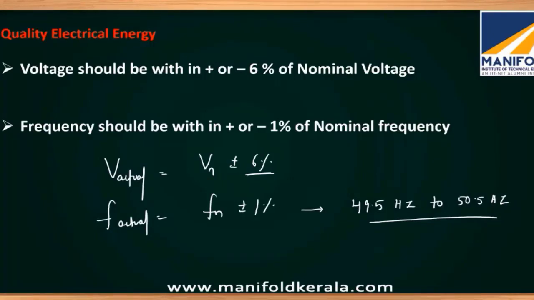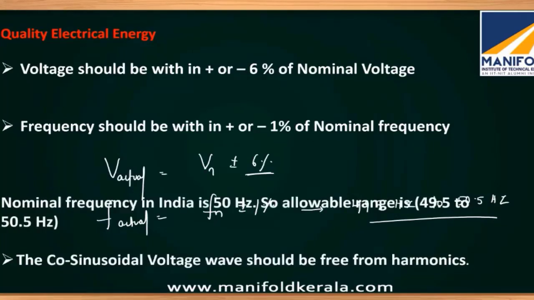And the next feature is that the voltage waveform which you are getting at the customer premises should be free from harmonics. The voltage waveform you are getting should be free from the harmonics. See, we are getting the voltage depending upon the load which we are connecting to the supply. Our current waveform will depend.